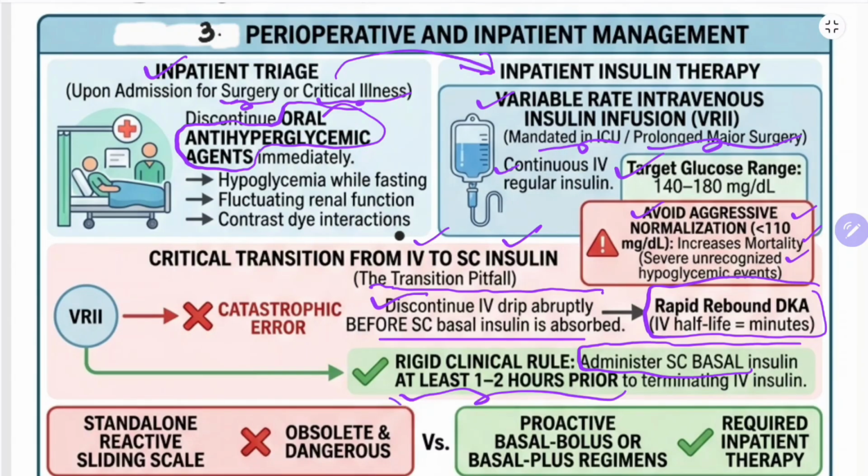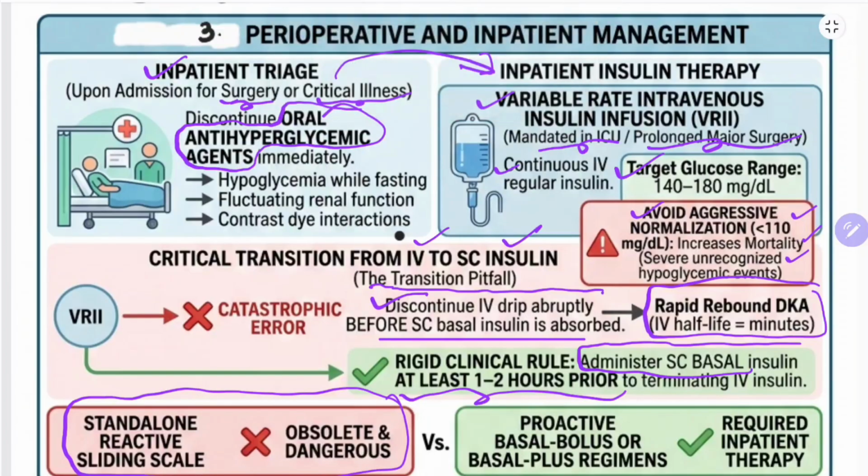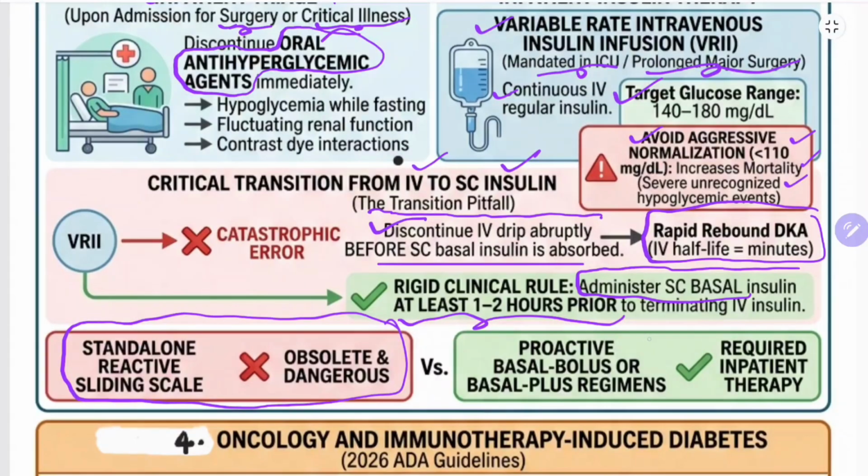And one more thing is, standalone reactive sliding scale should not be used. It is very dangerous in patients who are critical. Proactive basal bolus or basal plus regimens should be given. What do these things mean? They mean the same as what we have discussed now.